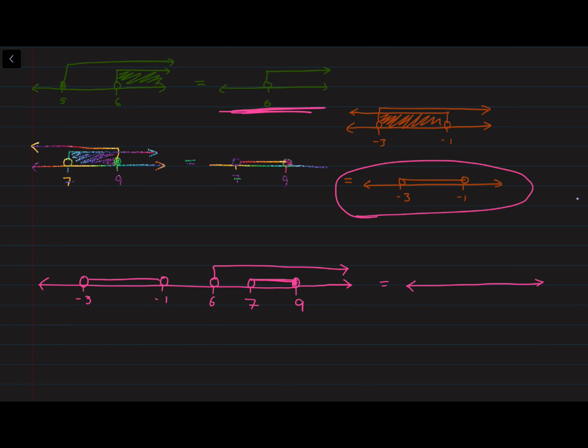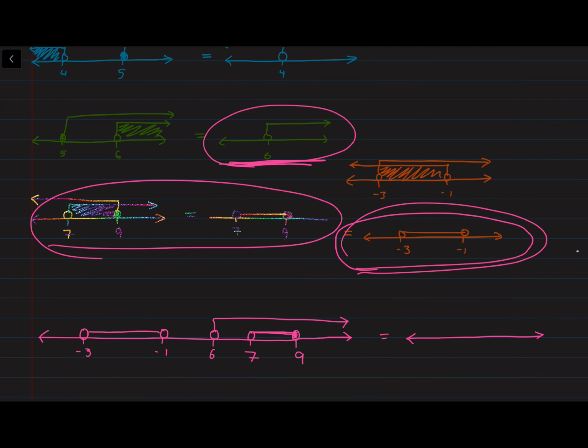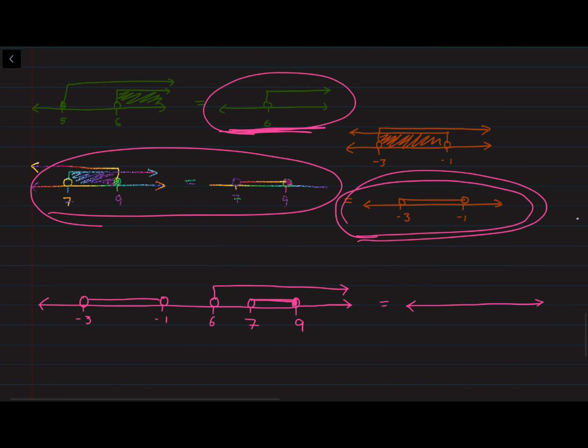So what we can say is that our final interval would be empty. It would have no values, because there's no number that fits in all 3 of this one, of this one, and of this one. There's no number that satisfies all 3 of them at the same time. So the interval is empty, and therefore we would have this interval.